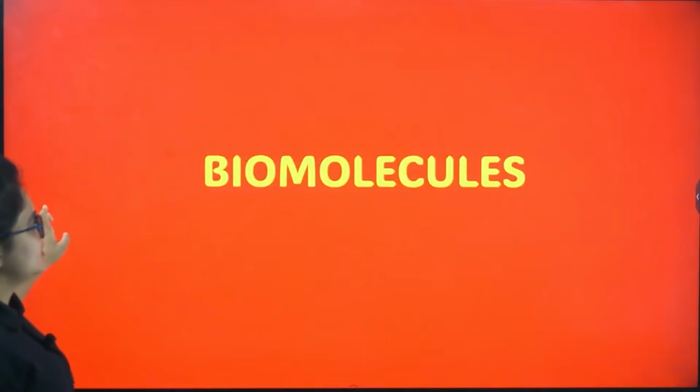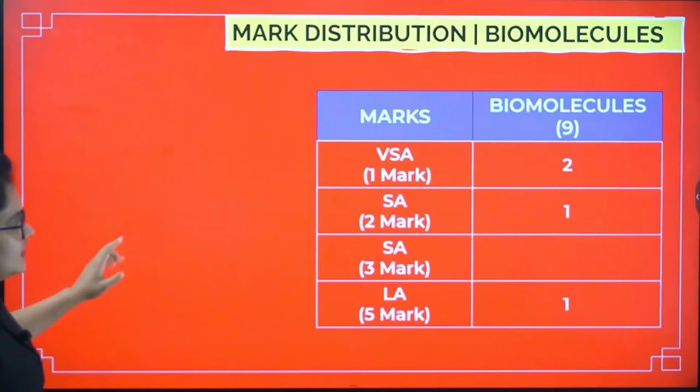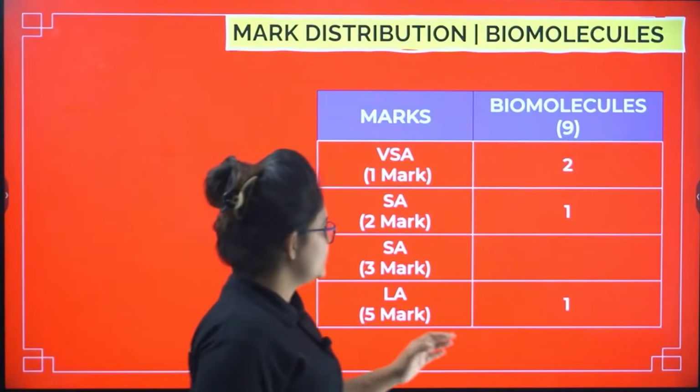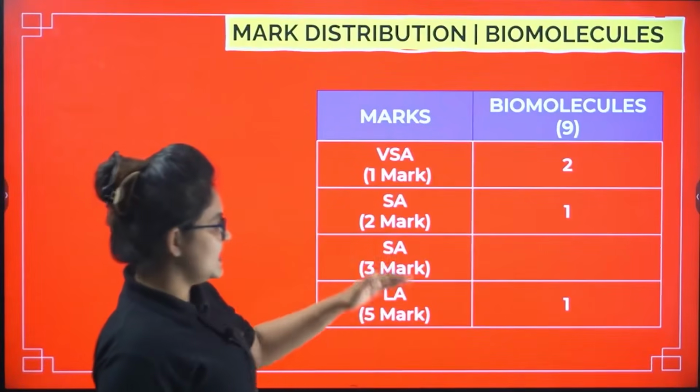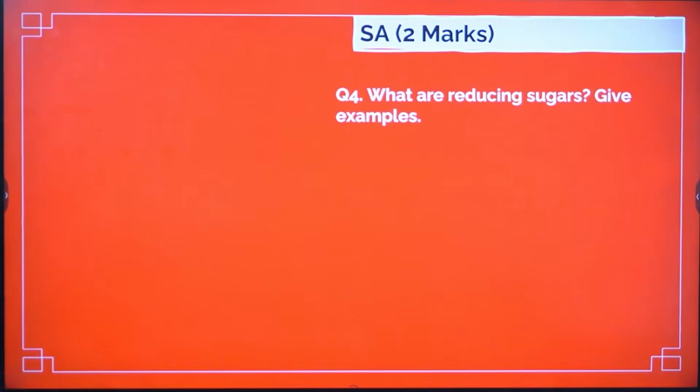Let's proceed. Okay, so we will proceed with the next chapter, that is biomolecules. Here we will get 2 very short answer type questions, 1 short answer type, and 1 large answer type. From here the 2 marker questions are starting.